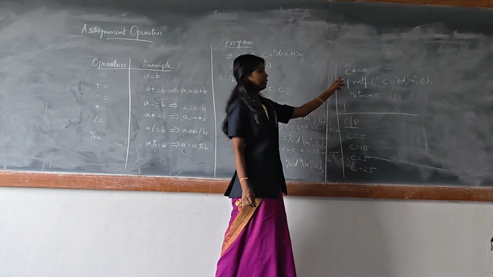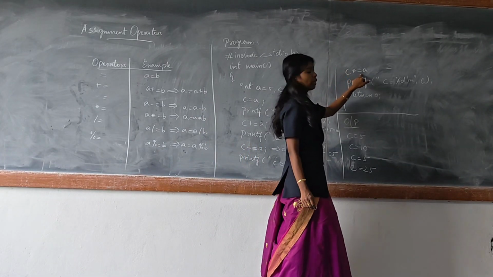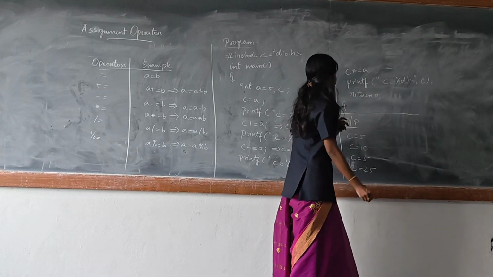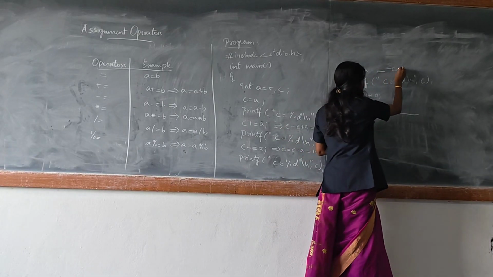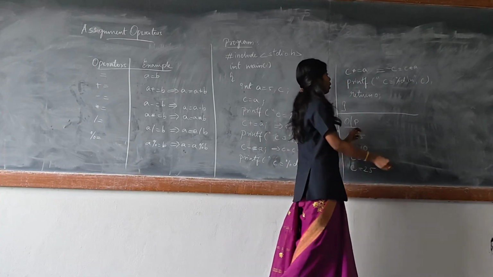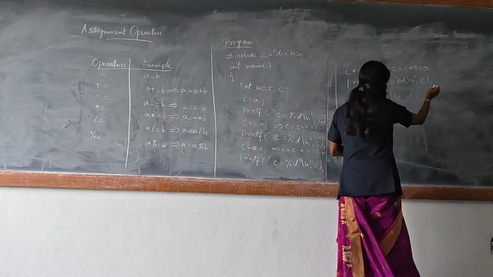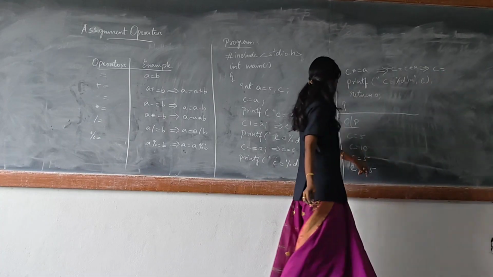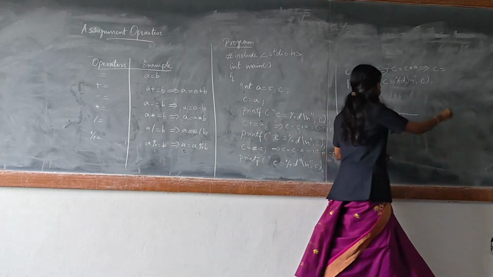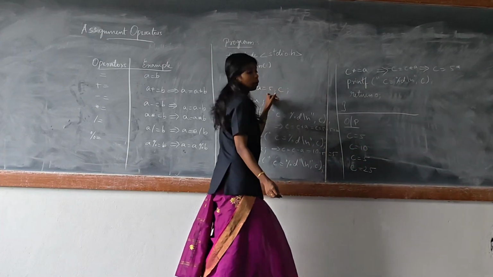Next, C into equal to A, which means C equal to C multiplied by A. Now the value of C is 5, and the value of A is the same, 5.